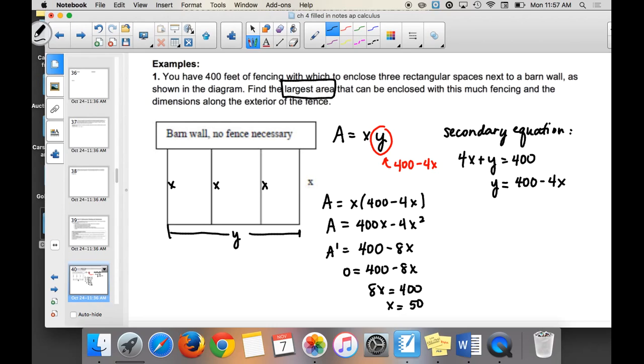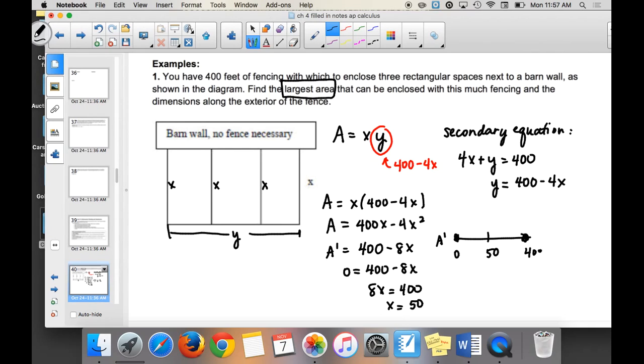Then we do a quick check just to make sure that this is indeed the maximum and not the minimum. Sometimes that happens. So we put our a prime, and we put 50 in the middle. We kind of have some invisible constraints. Do you see how x can't be anything smaller than 0? So it's kind of like we have zeros there as well. And it really can't be more than 400, right? Because we only have 400 feet of fencing.